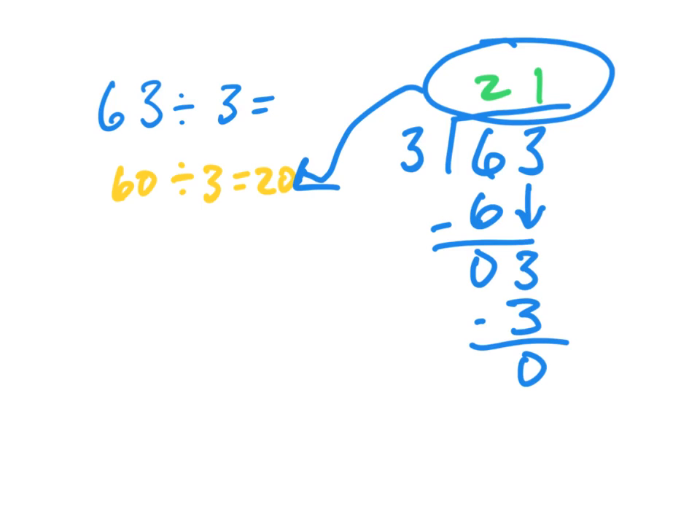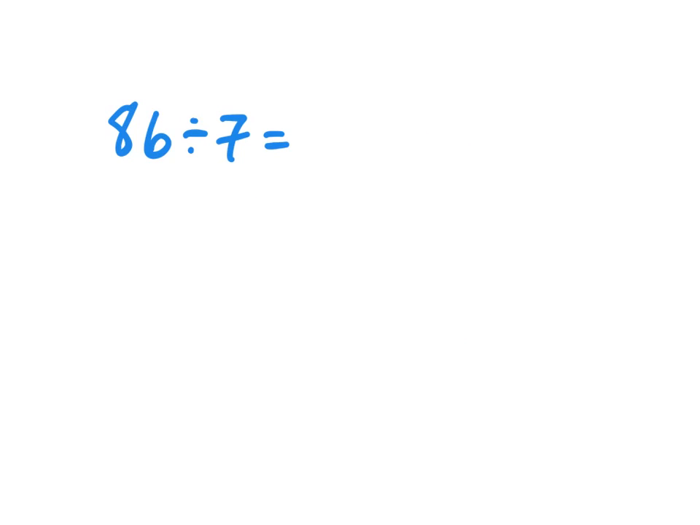I could do a quick inverse operation, 21 times 3, to see if I get back to my initial dividend of 63, and I do. So I've compared my answer to my estimate, and I worked backwards, and those were both checks that I got the answer correct.